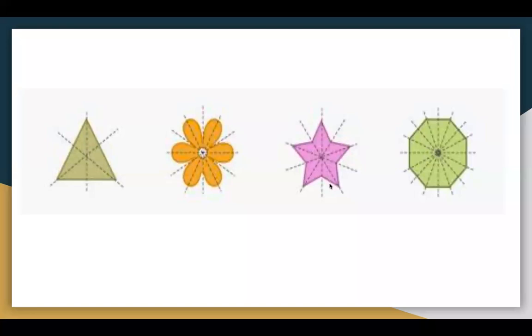Same thing over here. 1, 2, 3, 4, 5. So it should be 5 lines of symmetry. See how I figured out the pattern? This is 1, 5 lines of symmetry, 2, 3, and 4, and this one is 5. All right.